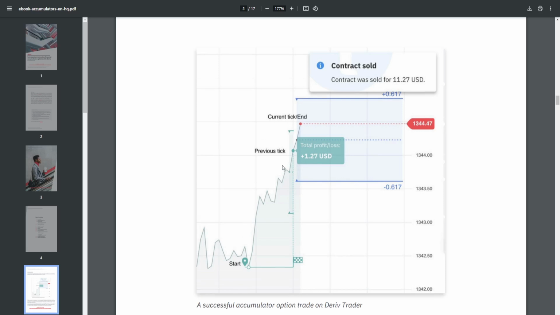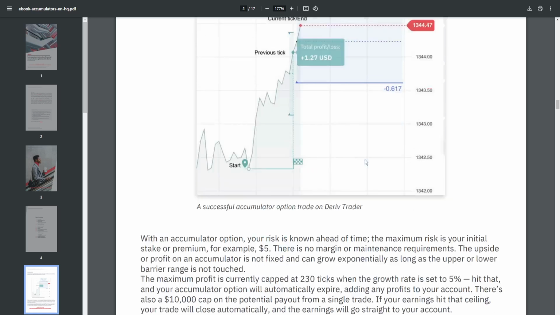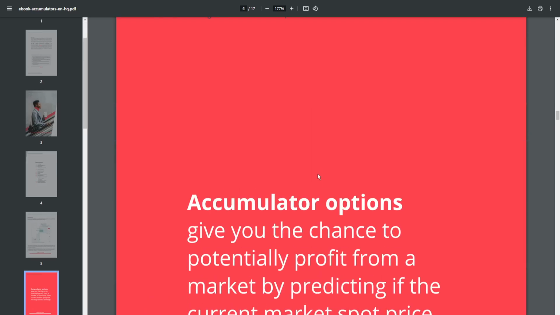As you can see, this is where they placed the trade, okay? And this is where they closed it. As you can see, no barrier has been touched. Okay, so that is the main thing that you should put into consideration. But don't worry, we'll see this once again in detail.